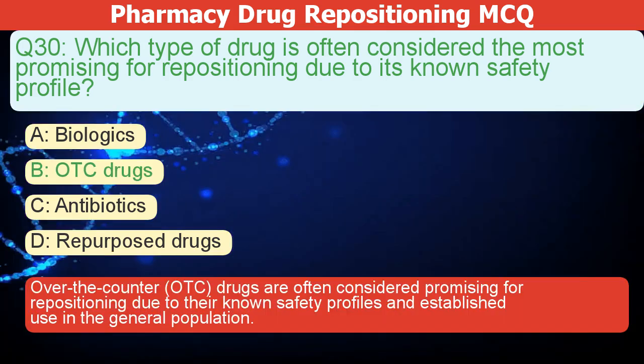The correct answer is B. Over-the-counter drugs, or OTC drugs, are often considered promising for repositioning due to their known safety profiles and established use in the general population.